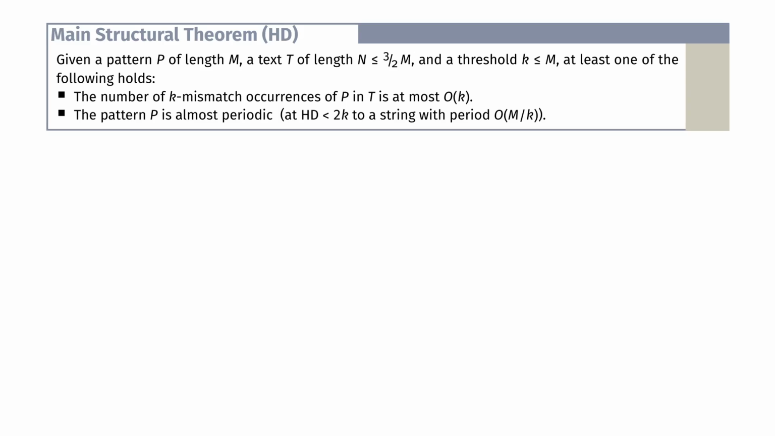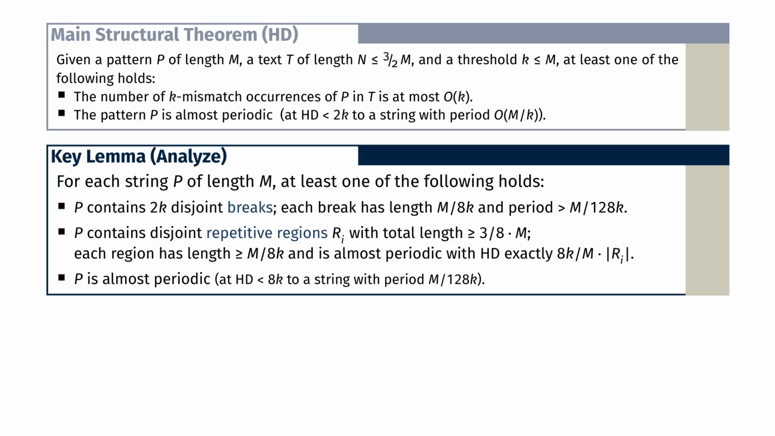So, let me give you some more detailed insight on how we prove our results. As our key lemma, we proved that any string P satisfies at least one of the following. 1. P contains 2k disjoint breaks, where a break is a rather long part of P that is not periodic. Or 2. P contains disjoint repetitive regions that span a constant fraction of P, where each repetitive region locally looks like the almost periodic case, but with a guaranteed minimum number of mismatches to the corresponding periodic string. Or 3. P is almost periodic.